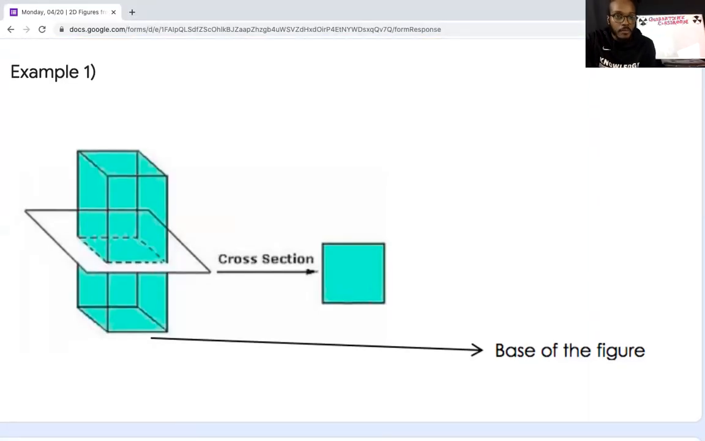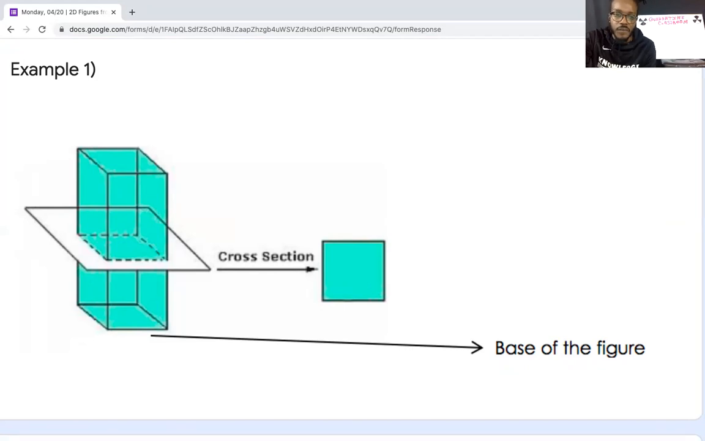All right. So for our first example, we have a shape right here. This imaginary white plane is cutting through the middle of this solid 3D figure and creating a cross section. If we're looking at the bottom, we can see that the base looks like a square, and so the cross section also looks like a square. There are 4 sides to our base, so our cross section has 4 sides. The bases look like squares, so the cross section is going to look like a square.